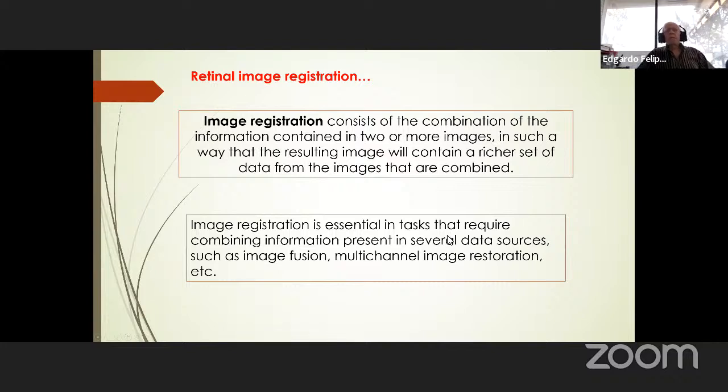Image registration consists of the combination of information contained in two or more images in such a way that the resultant image will contain a richer set of data than the images that are combined. That means that if we are working with retina images, eye fundus images, in some situations, in our experience, it is impossible to see some information when we capture the images. For that reason, this image registration is presented.